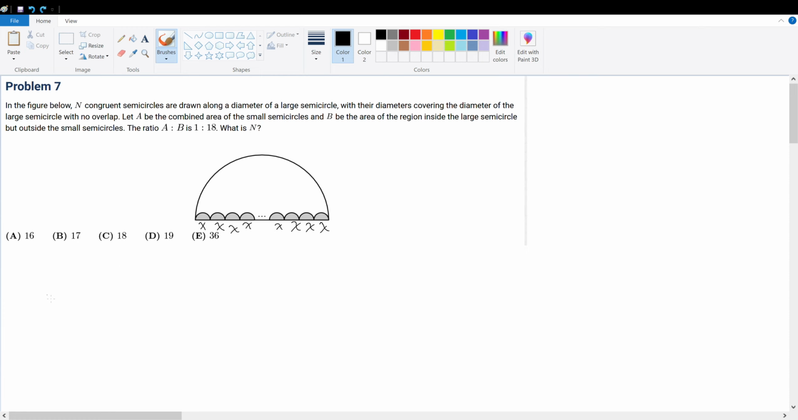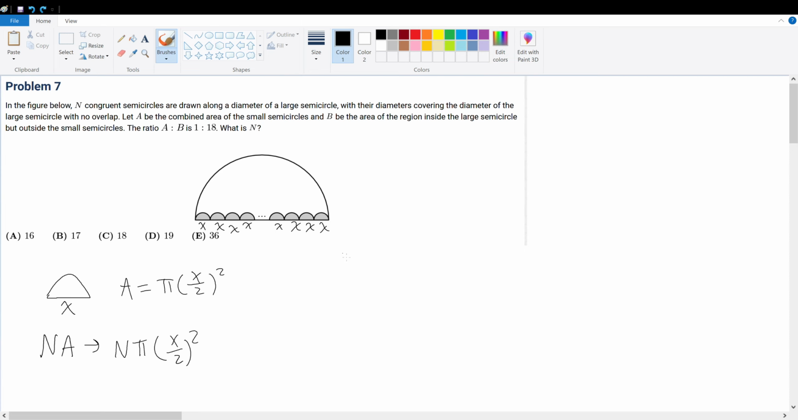So if each one is a shaded semicircle with radius of x over 2, then the area will be equal to pi times x over 2 squared, right? Pi r squared. So then we have n of them, so that means the total area of these n semicircles would be n pi x over 2 squared, alright? So with this, how do we find the area of the large white region?